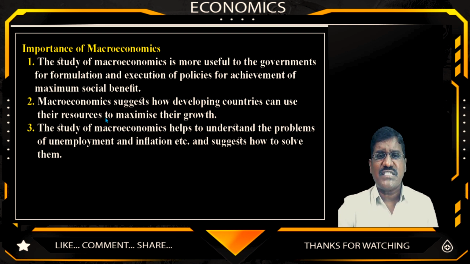Then macroeconomics suggests how developing countries can use their resources to the maximum for their growth. Yes, most countries are underdeveloped countries. So what are the maximum resource allocations, how to improve productivity, how to get more production by getting more and more income. So what are the measures to be taken? Macroeconomics always suggests to backward countries how to improve their standard of living, per capita income, and the optimal utilization of natural resources. This is always suggested to the governments, isn't it? So that's why macroeconomics suggests how developing countries can use resources for maximum growth.